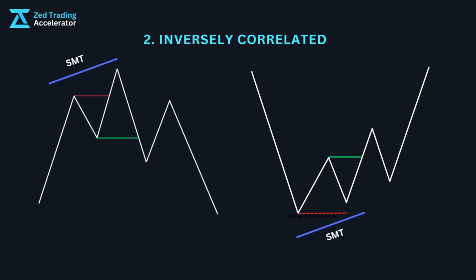So here is how SMT divergence occurs in inversely correlated markets, right? So as we can see, price took out this buy side liquidity right here, but in this other pair, it failed to take out this sell side liquidity, which means we have a crack in correlation. This is a high probability confluence that tells us the price will either continue higher or now reverse. Alright? This is a very strong confluence for our setup.